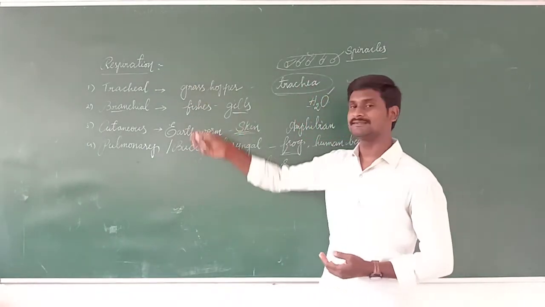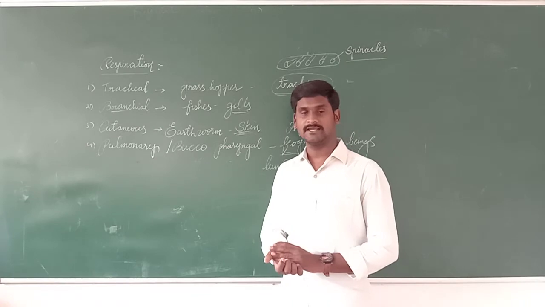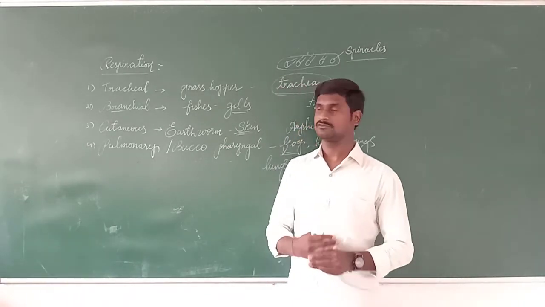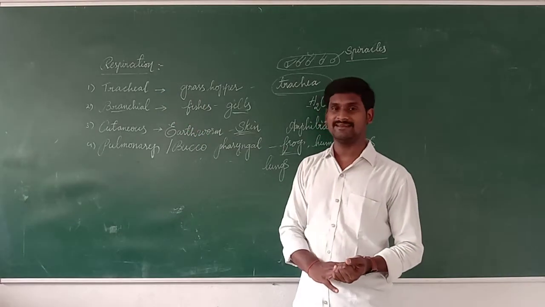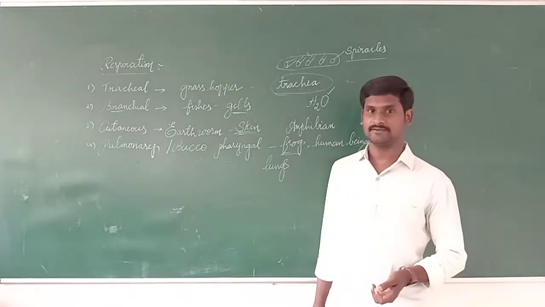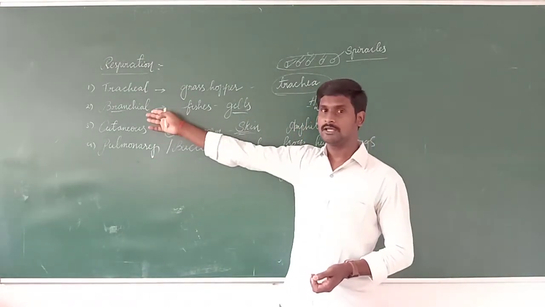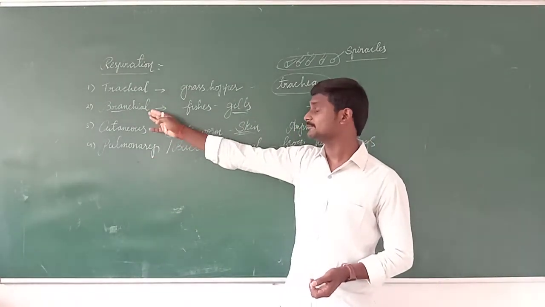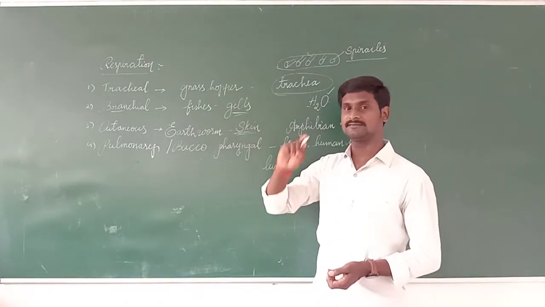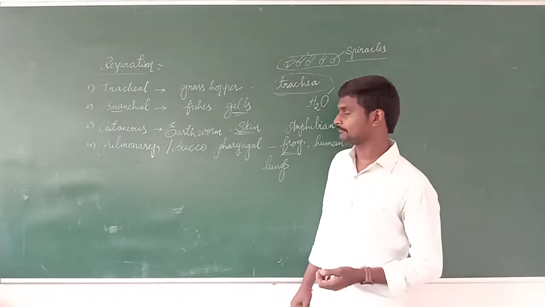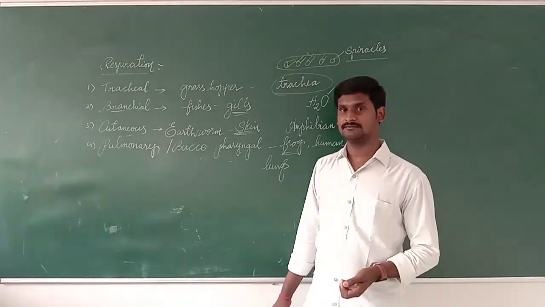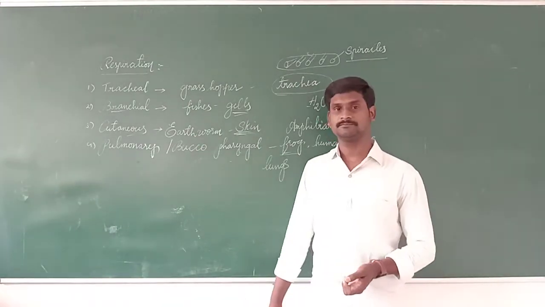These are some respiration methods which help continue life in different organisms. These are the four types. One is tracheal respiration, for example in the grasshopper, which respires through the trachea. The next is branchial respiration, which occurs in fishes through the gills. The next is cutaneous respiration, which occurs through the skin, for example in the earthworm.